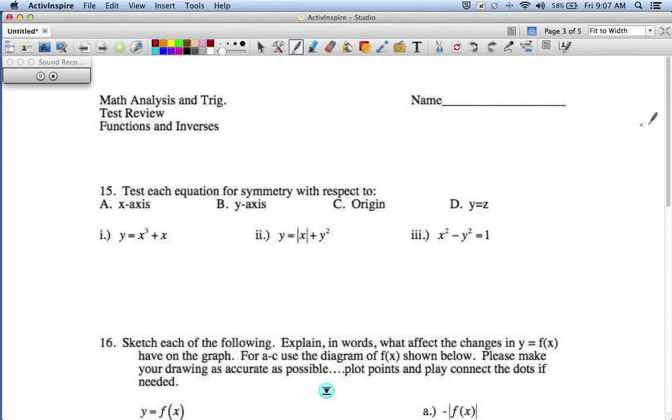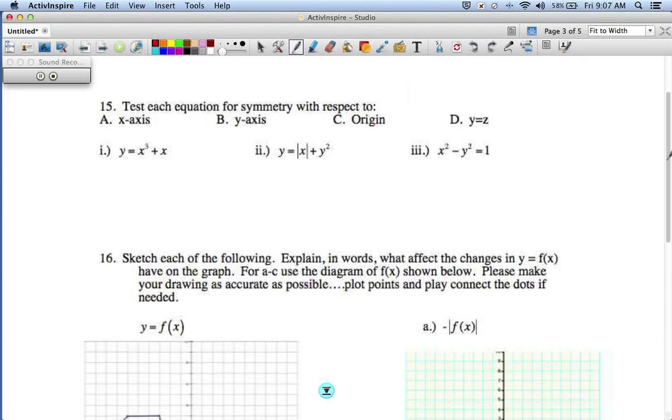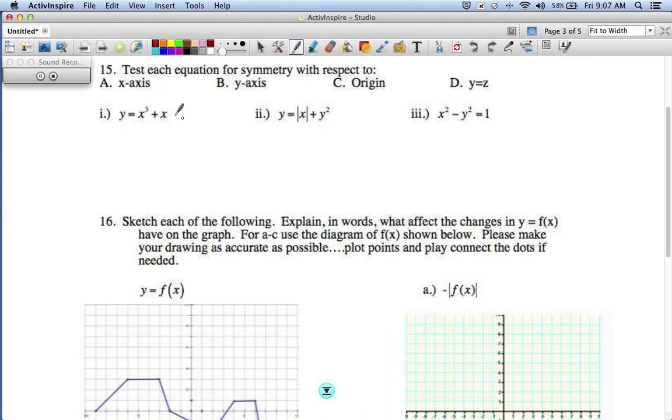Page 3, hitting the home stretch here, ladies and gentlemen. Testing for symmetry. Well, x-axis symmetry, we just plug in negative y. Y-axis, we plug in negative x. The origin, we negate x and we negate y. And y equals x, we switch x and y.